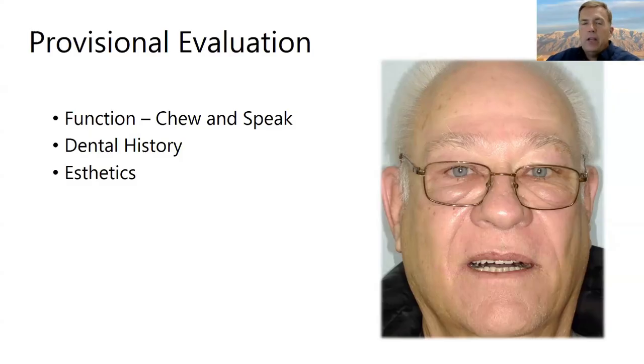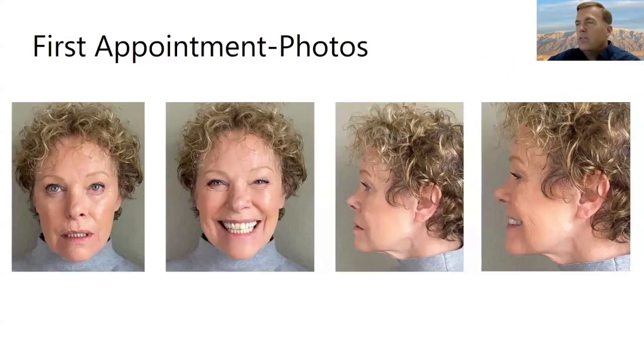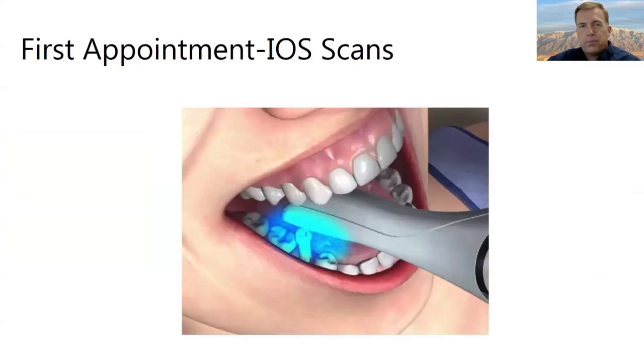Make sure that anything your patient wants changed is visible in the records you send to your laboratory. Photos, you're going to do the same series of photos that we talked about before. And then you're going to do your iOS scans. Well, I should mention this first. Double check the occlusion. Make sure you're in CR at the correct vertical dimension. If not, find it and capture that with your iOS scanner.